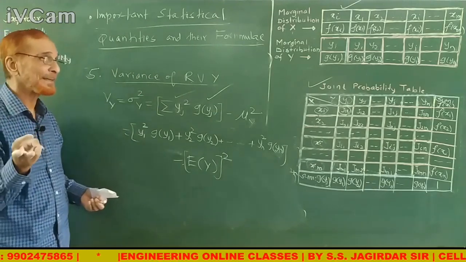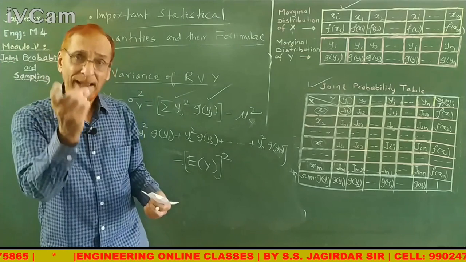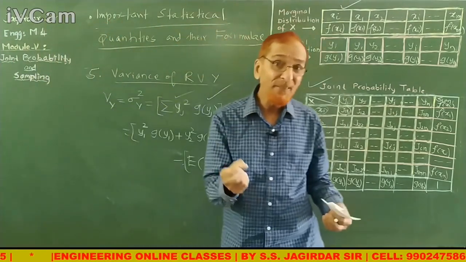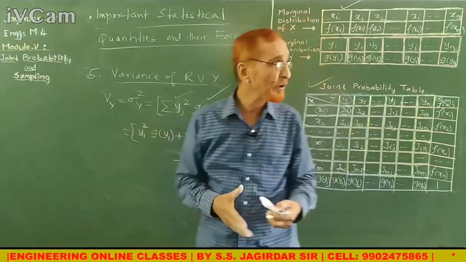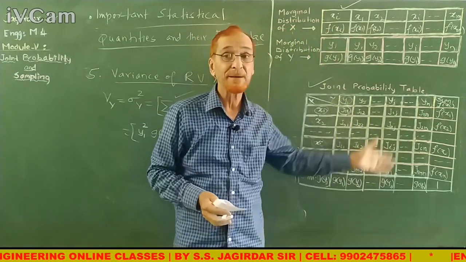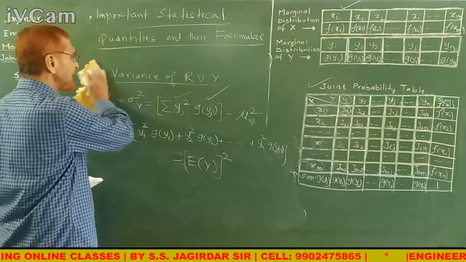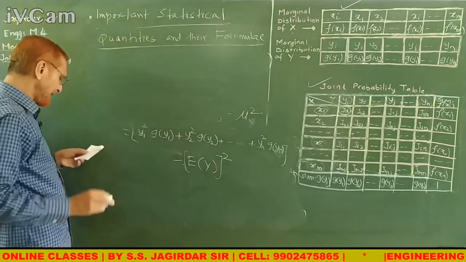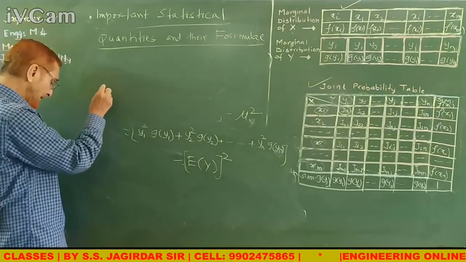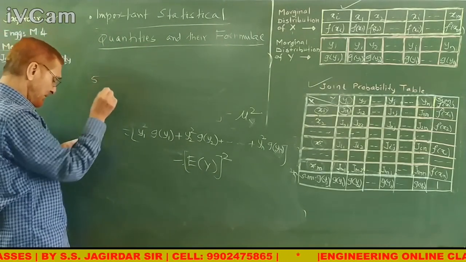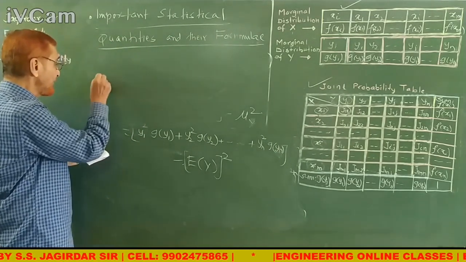So, expectation of x, expectation of y, expectation of x and y, then variance of x and variance of y. These five formulas you have to work out on the basis of these tables only. Now, next I will move to another very important quantity. I think it is the fifth formula. No, it is the sixth formula.